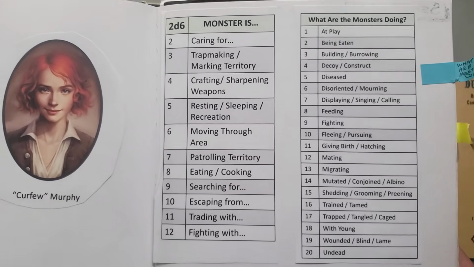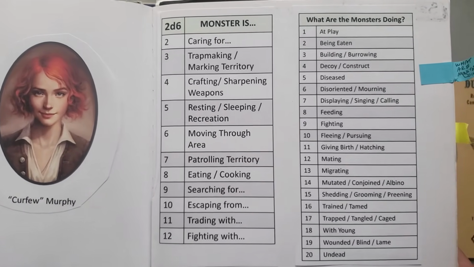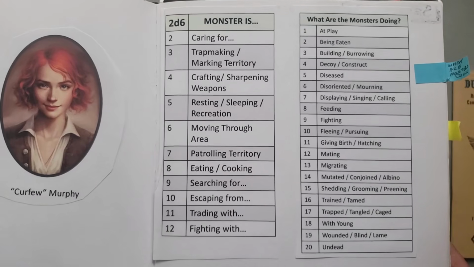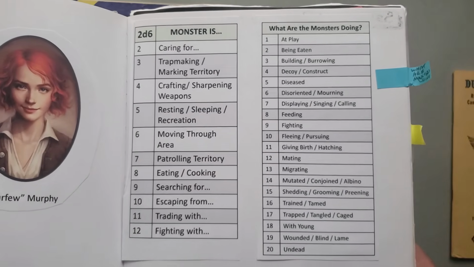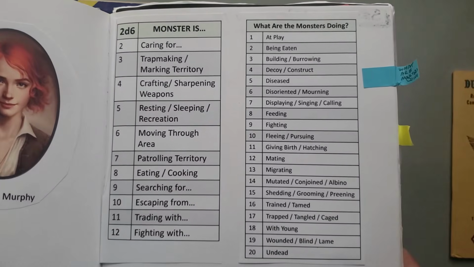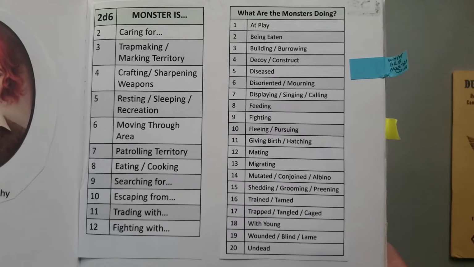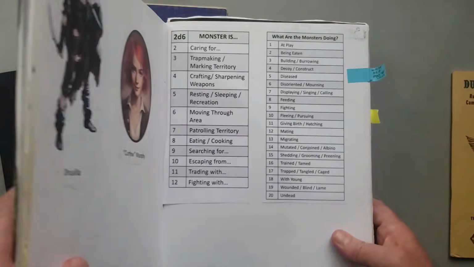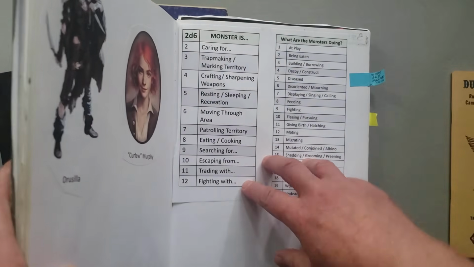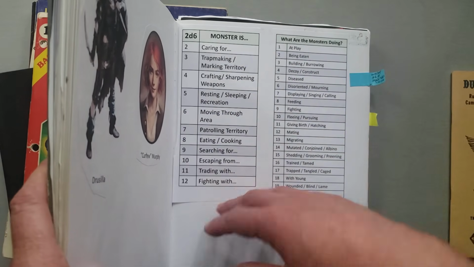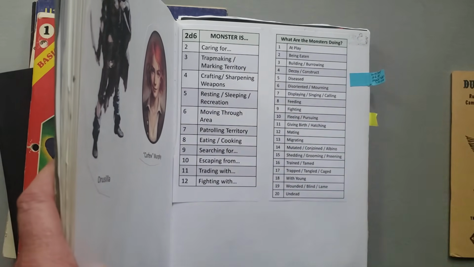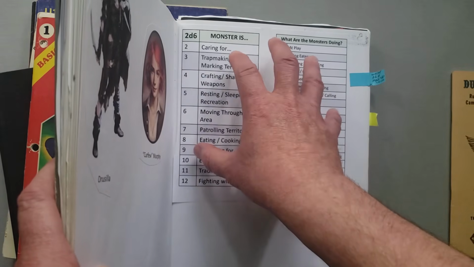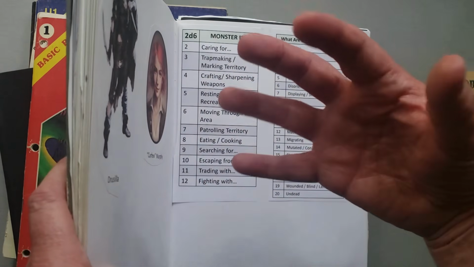They're not always just on patrol with weapons out ready to attack. Sometimes they might be, but they don't always have to be. Maybe they're eating or cooking, or whatever. And then over here, it's like they're at play, or maybe they're being eaten, or they're building, or they're a decoy, or maybe they're diseased. So it's, again, ways of making your monsters much different than just the standard packet of hit points that you have to beat down if you beat their armor class so that you can win and gain XP. Make monsters different and add these elements to them so that they're not the same every time.